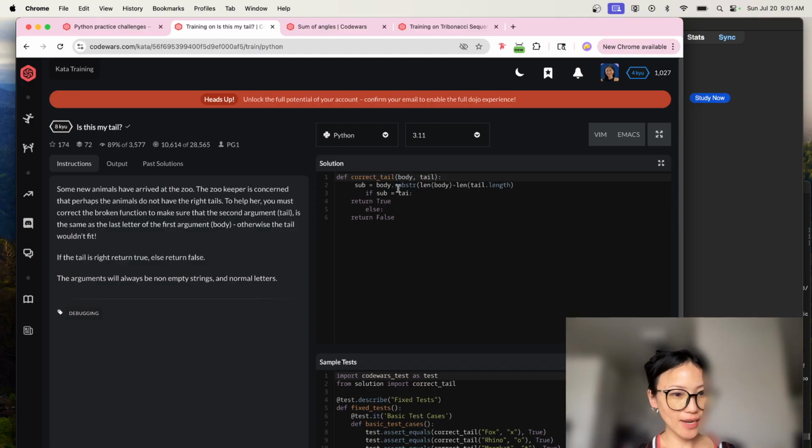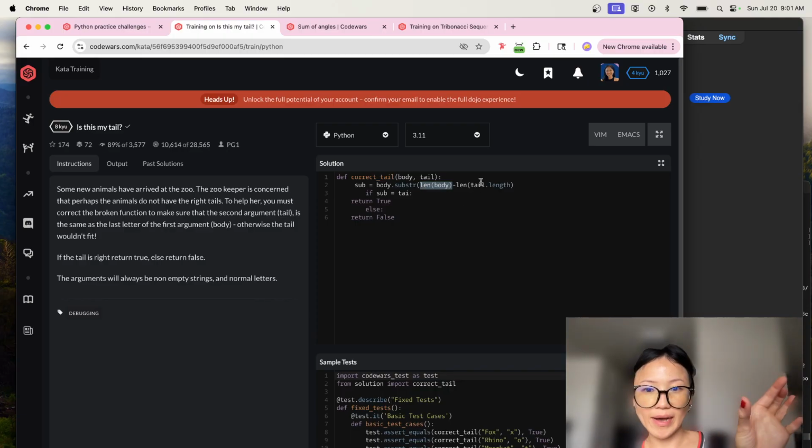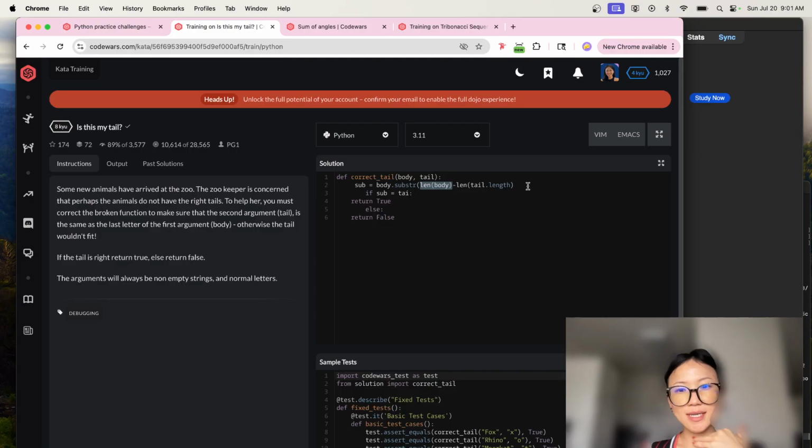So what's happening here, let's go ahead and read this function. Correct tail is taking in a body and is taking in a tail. And it's saying that, hey, body substring of this length of body. So we're just going to grab the substring of the entire body minus the end of the tail. This one closes this one, so you need to close this parentheses. If sub is equal to tie, this will be tail.